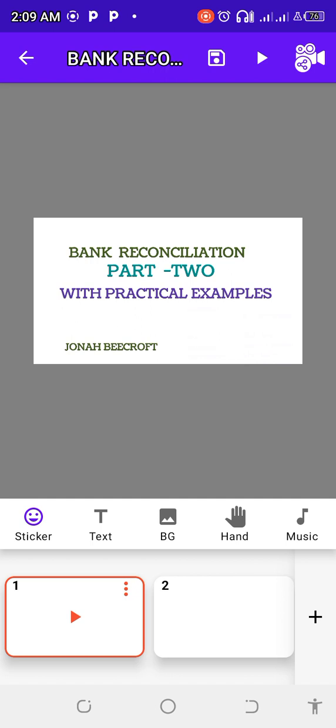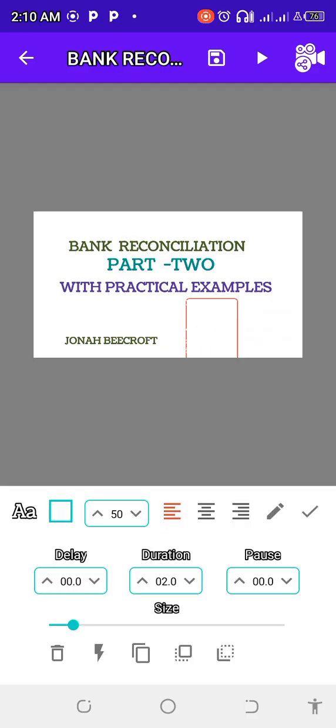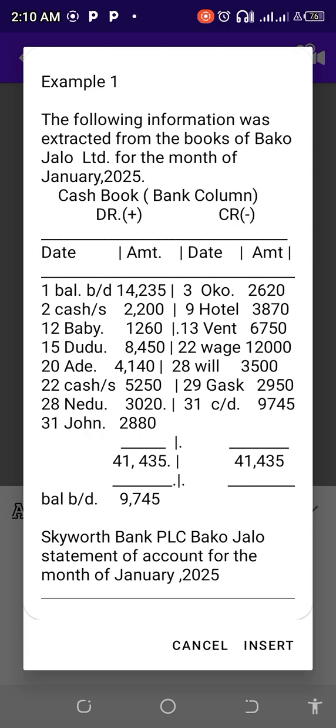Practical example 1. Example 1. The following information was extracted from the books of Banco Jalo Limited for the month of January 2025.